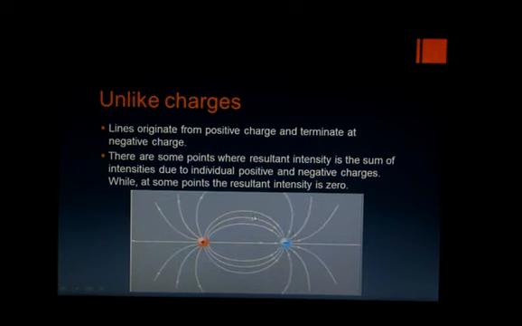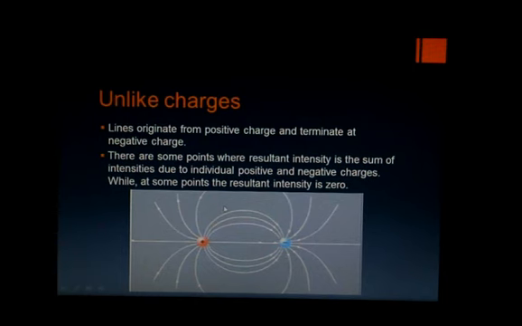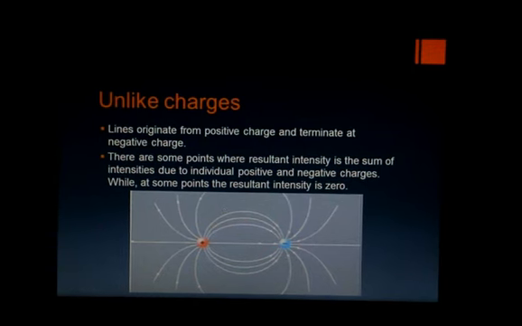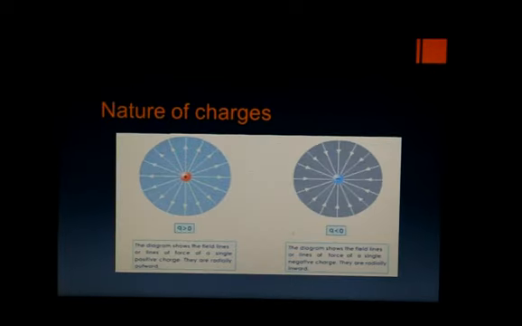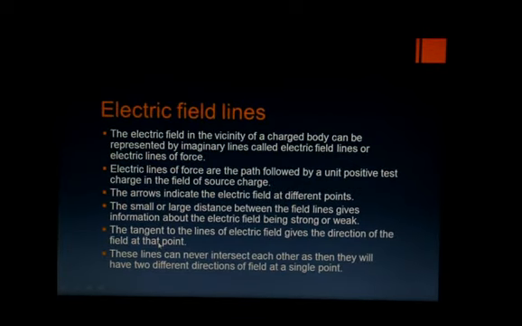So if this is a point and we want to find the direction of the field at this point, for this purpose we will draw a tangent, and the tangent at that point represents the direction of the field. Okay, so this was the explanation of this point.